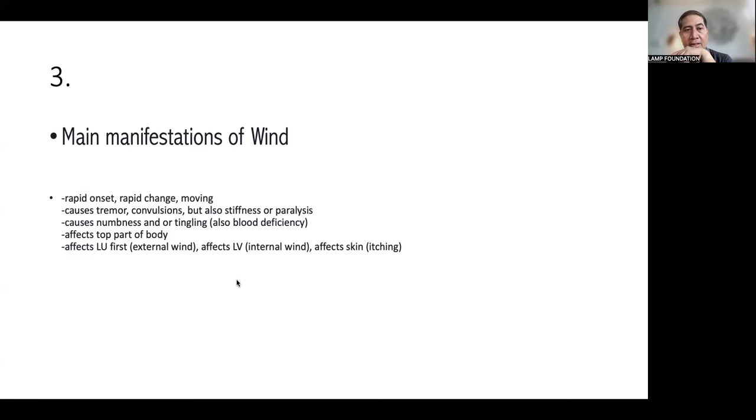So for external wind, the impact on the organs is primarily on the lung, because the lung is considered the lead of the organs, so it affects the lungs first. The lung is a yin organ, so it's easily affected by a yang pathogenic factor, which is wind. And internal wind affects the liver. It's always the liver first. And then it affects the skin, so there will be itching. So anything that itches, you have to consider wind as a pathogenic factor.